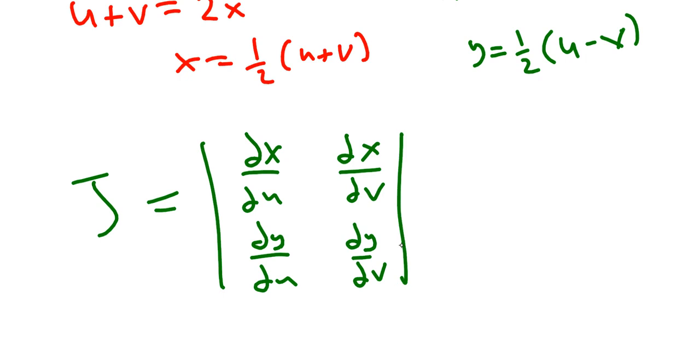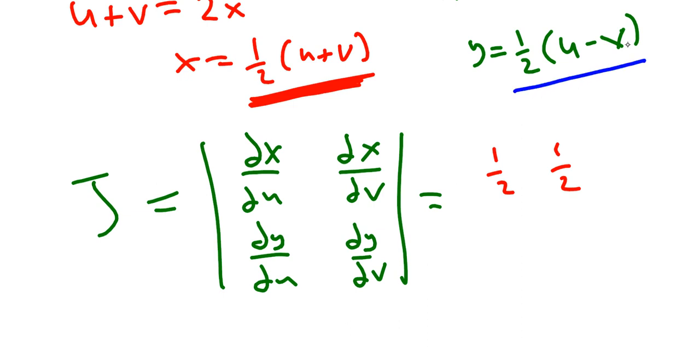Okay, so if we find all our partial derivatives, they're actually pretty nice because the partial derivative of this thing, for example, with respect to u is just 1/2. With respect to v is also 1/2. And then for the second piece, this guy, the partial derivative of y with respect to u would be positive 1/2, but with respect to v would be negative 1/2. And now you're ready to do your determinant.